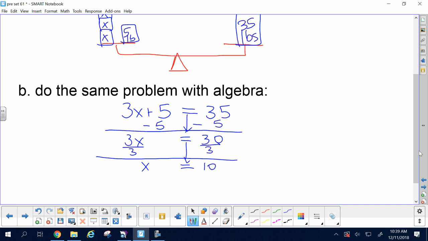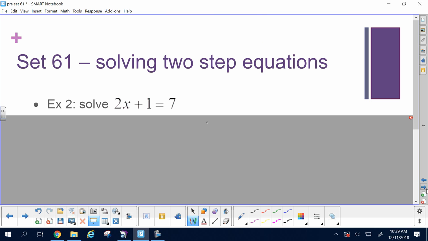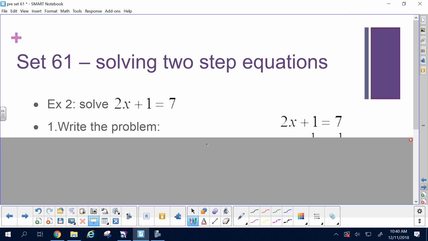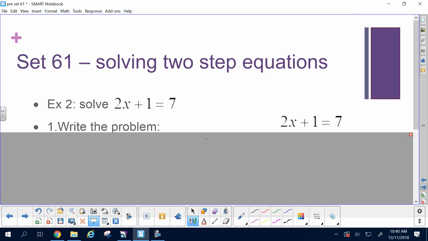Yes? All right, now then, doing one of these problems with whole numbers without the picture. 2x plus 1 equals 7. That's a two-step equation. After we write the problem, 2x plus 1 equals 7, which you probably just wrote, then what do we get rid of first? Griffin, do we get rid of the 2 or the 1 first? The 1.